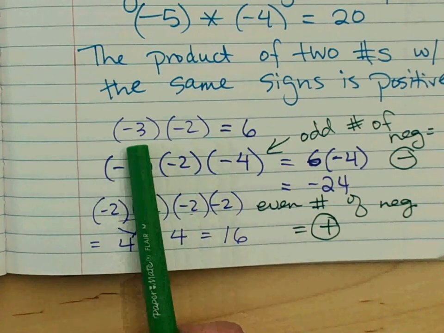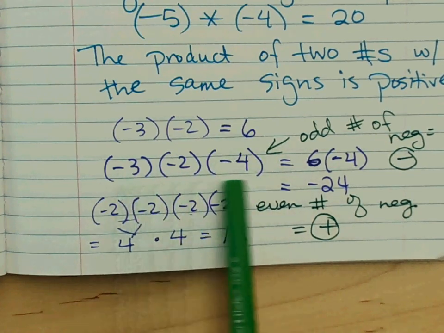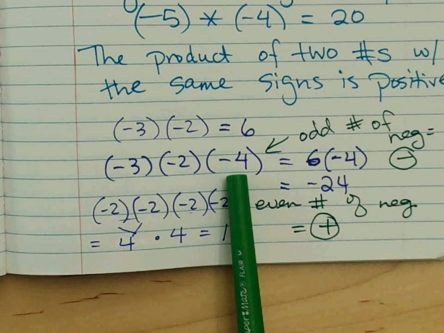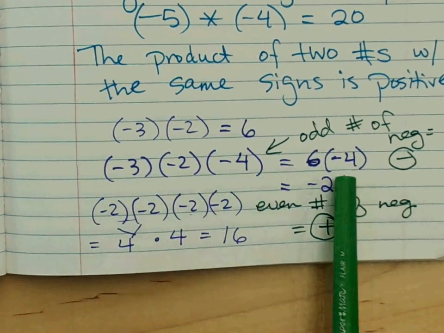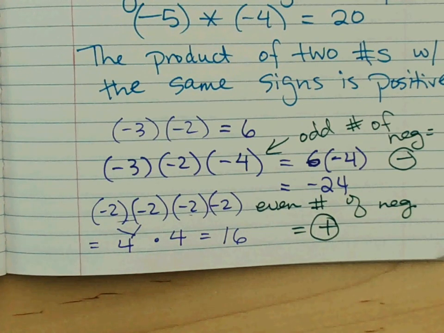I gave you a problem. I said, what is negative 3 times negative 2? It is 6. And now I'm saying, what would happen if I take that same positive 6 and I multiply it by a negative 4? So I have an odd number of negatives. Our answer would be negative 24. Okay, so what about when it comes to exponents?